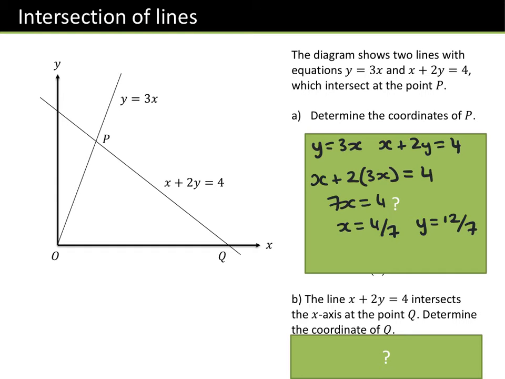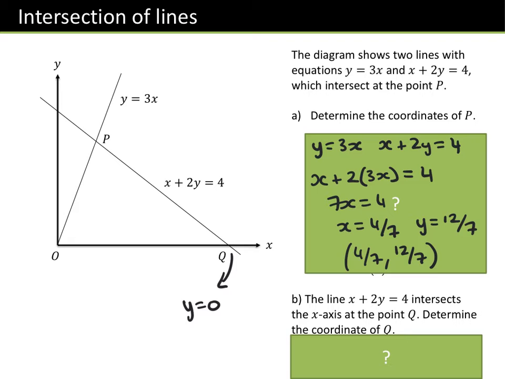If it intersects the x-axis, that means y equals 0 at any point on the x-axis. So determine the coordinates of Q. Oh, wait there. For part A, it says determine the coordinates. It's really important that we actually write it in coordinate form after. We don't just write x equals and y equals, okay? That's a very important point.